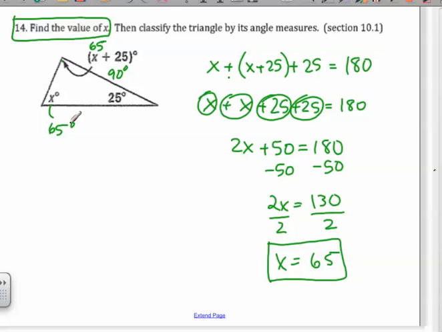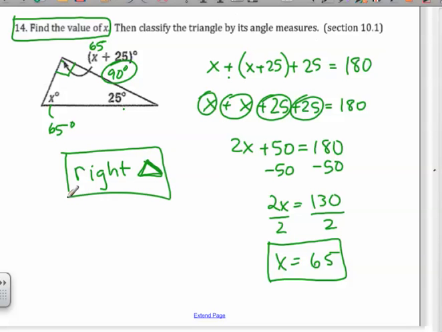So I have 65 degrees, I have 90 degrees, and I have 25 degrees. What type of triangle is this, looking at these angle measures? Cole? A right triangle? It's a right triangle because one of the angles is equal to 90 degrees. And I could put a little box there, which is the symbol for a right angle. So this is a right triangle. That's supposed to be the symbol for triangle. That would also go in my box.